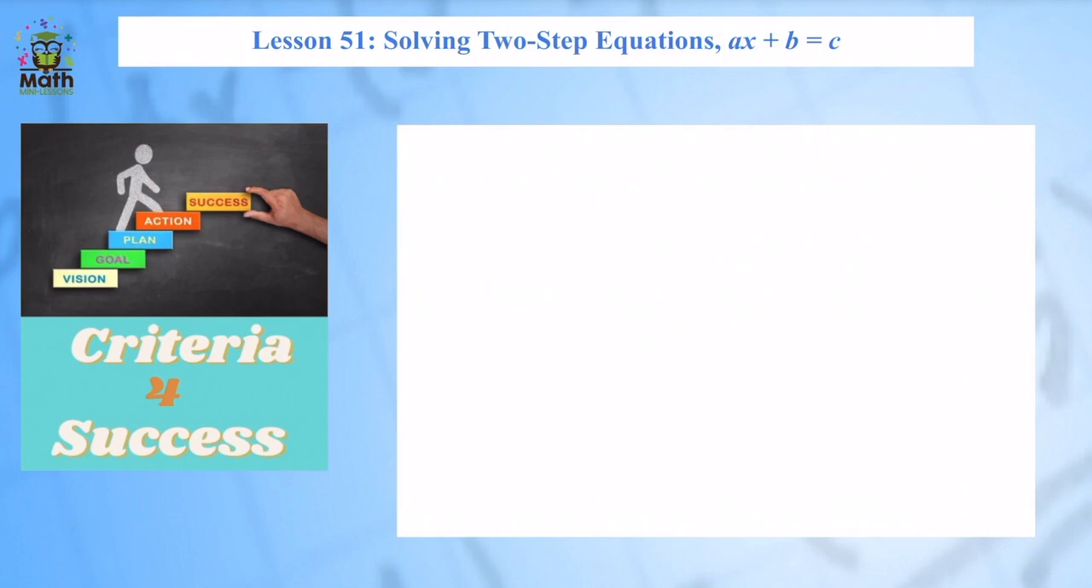Welcome to lesson 51. You've been doing a great job with one-step equations. Now we're going to do two-step equations, which are typically in this form: ax + b = c. That's what they simplify out to.